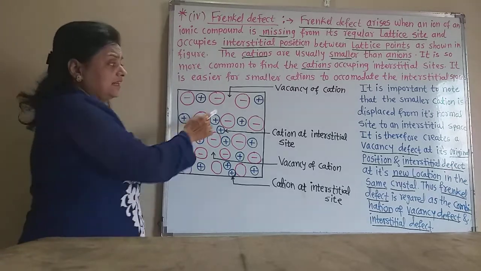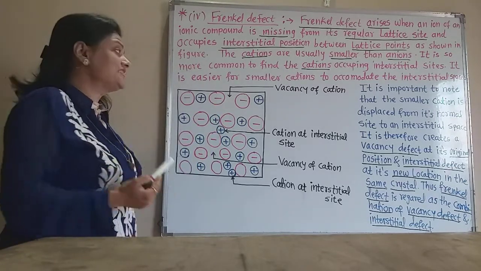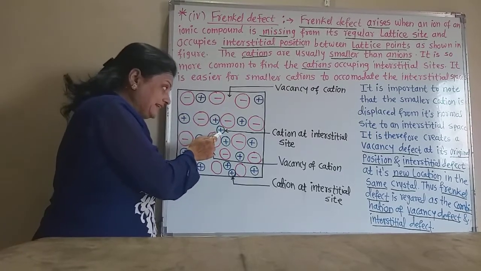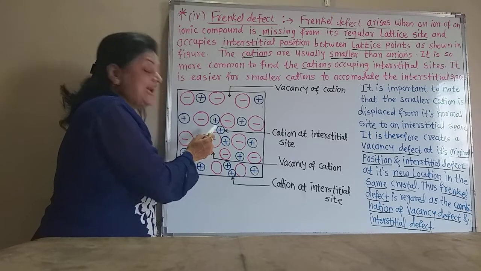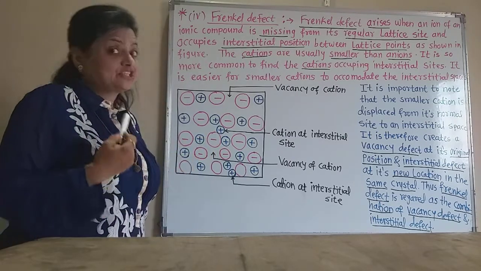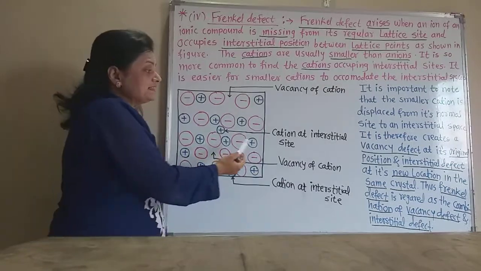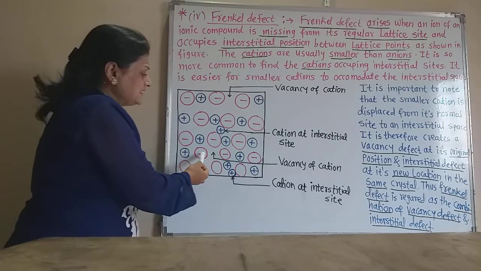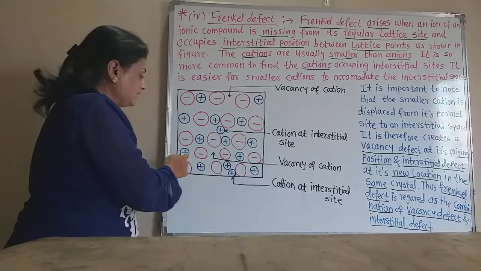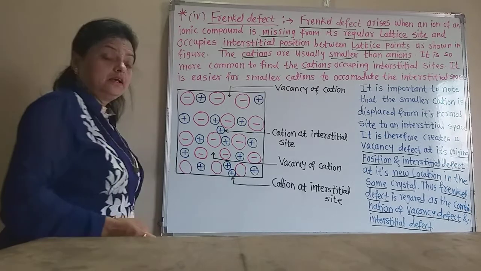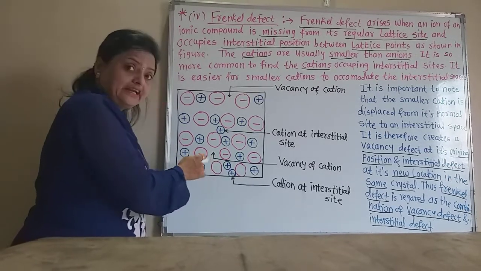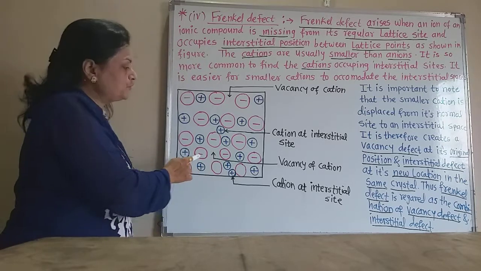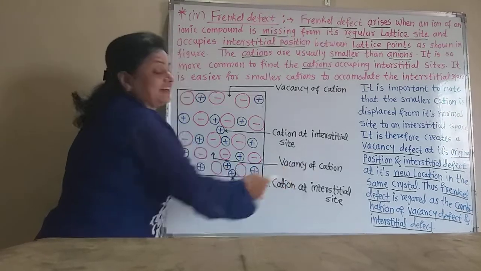This cation, which shifts or is displaced from its regular or original position, is accommodated into the interstitial space or void. So there is a cation at the interstitial site. Again, this is another layer with cations and anions. The cation here also gets displaced from its original position, so due to that a vacancy of the cation is developed.